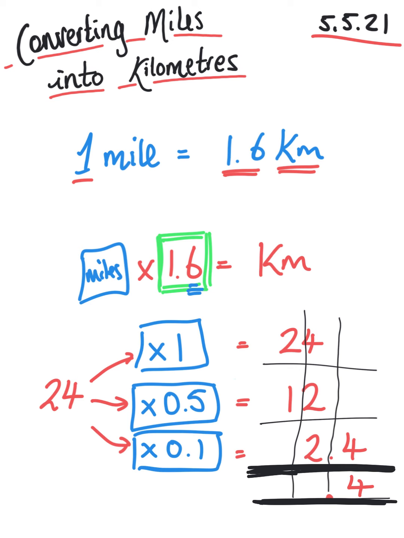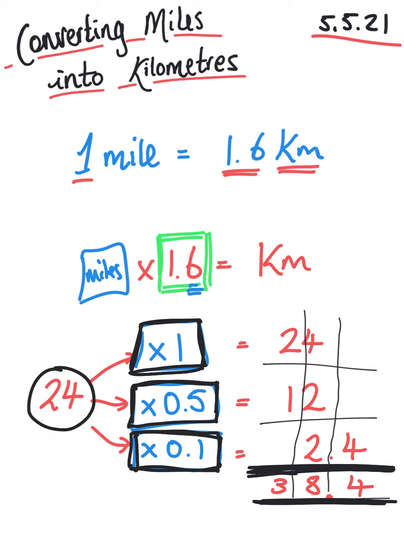4 add 2 equals 8. 2 add 1 equals 3. So the answer is 38.4 kilometers. All right. So don't forget, when you are going from miles into kilometers, you multiply by 1. You then halve it. You then divide it by 10. When you've done all that, you add them all up. Make sure you use the number in the question for each one of these 3 things.